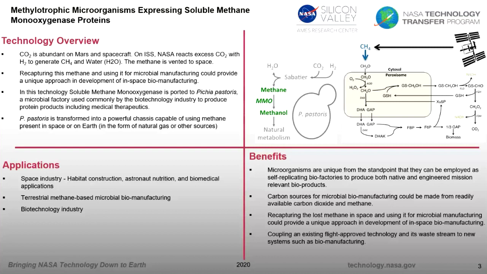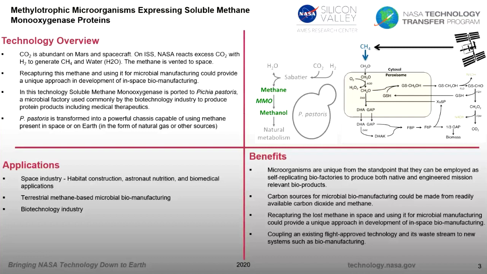Pichia pastoris is appealing for a number of reasons. It's, again, widely used in biotechnology to produce protein products. This includes one of the fastest growing classes of therapeutics called biologics, so protein therapeutics. And so, again, the applicability, we see this as being directly applicable to the emerging space industry. This would allow us to use this technology for habitat construction, astronaut nutrition, and biomedical applications.